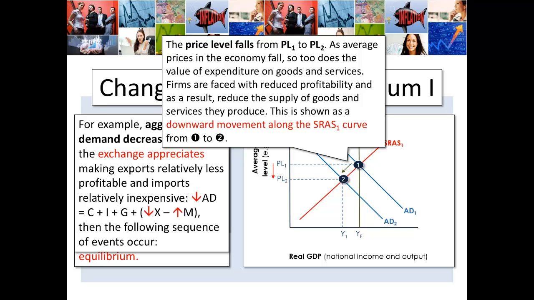Firms are being faced with reduced profitability, and as a result of this, they reduce the supply of goods and services they produce, and it's shown as a downward movement along the SRAS1 curve from point 1 to point 2, as shown here with this green arrow. So from 1 to 2, a downward movement along the short run aggregate supply curve.